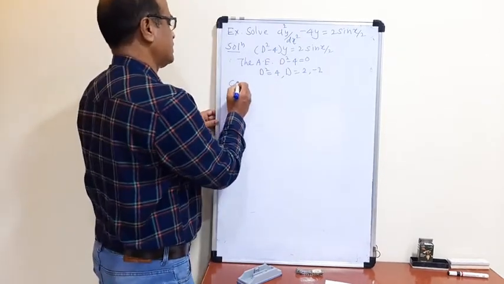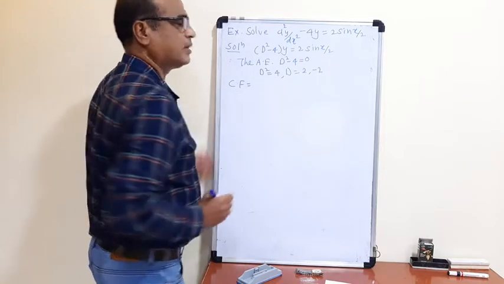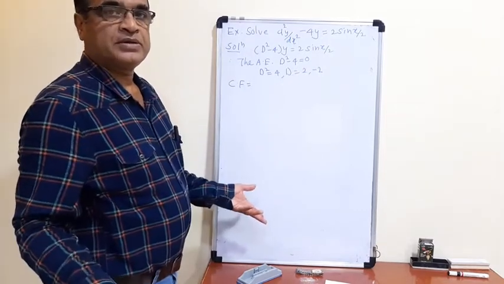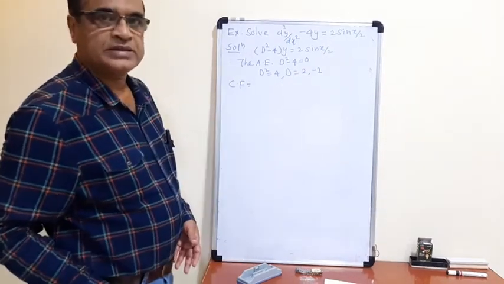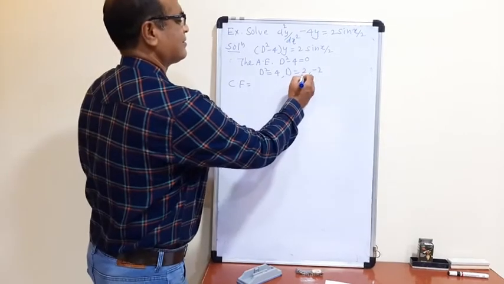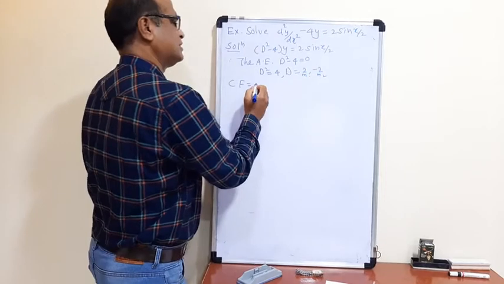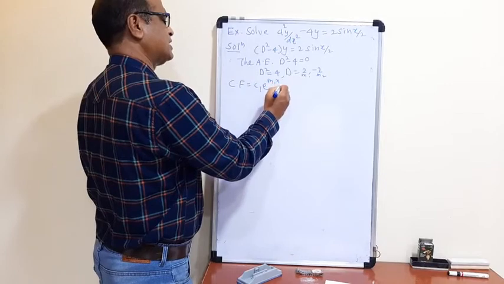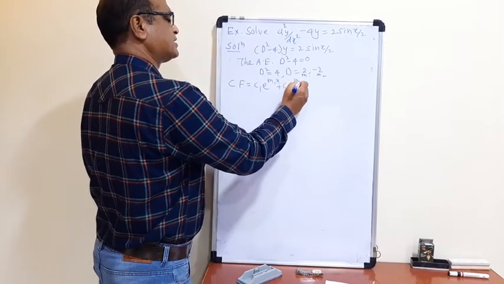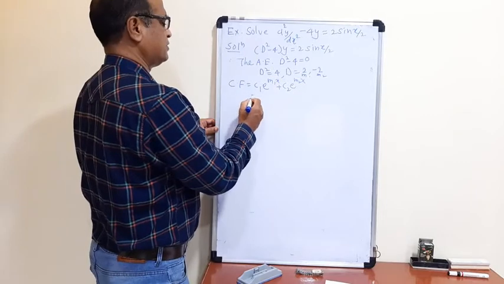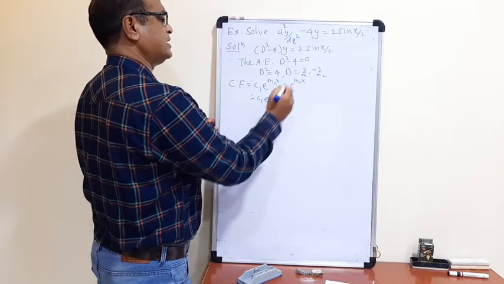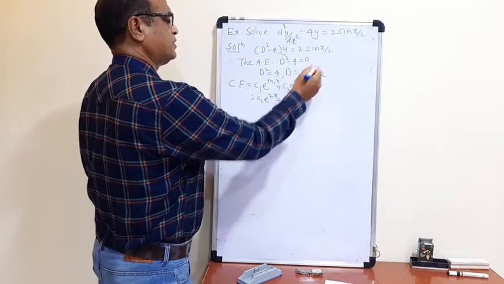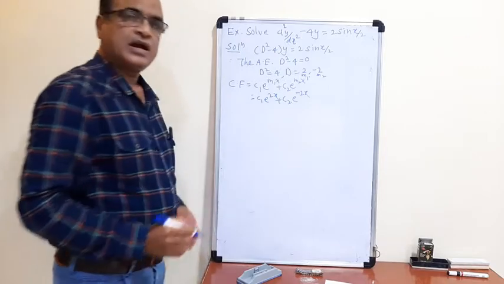So the first part is, what is the complementary function? If the roots are different, the complementary function is C1 e^(m1 x) + C2 e^(m2 x). So here it is C1 e^(2x) + C2 e^(−2x), where m1 is 2 and m2 is −2. So this is the complementary function.